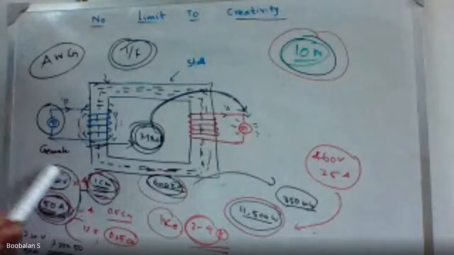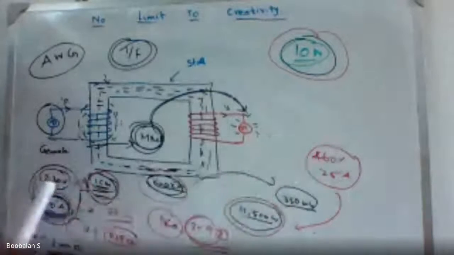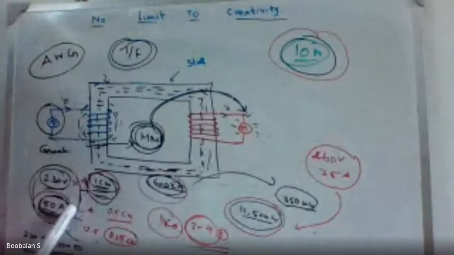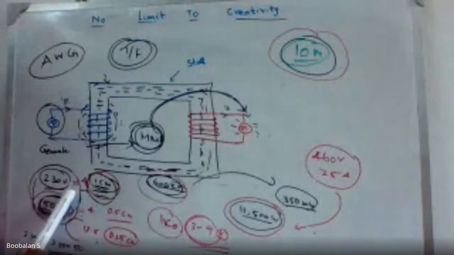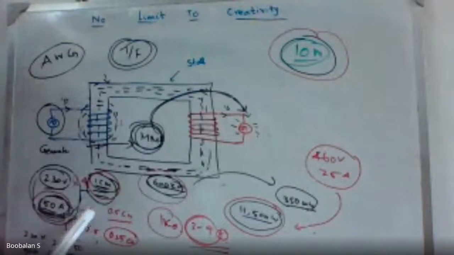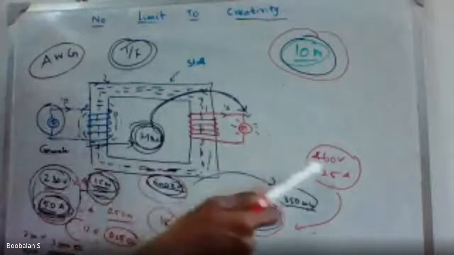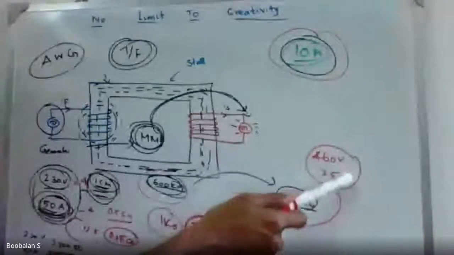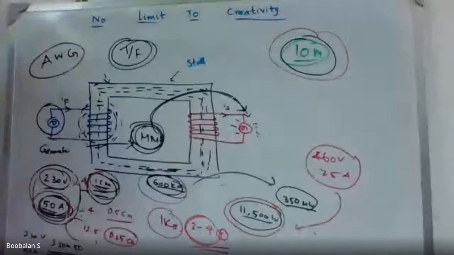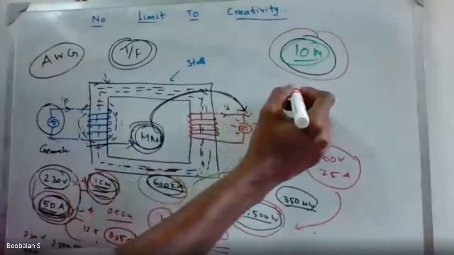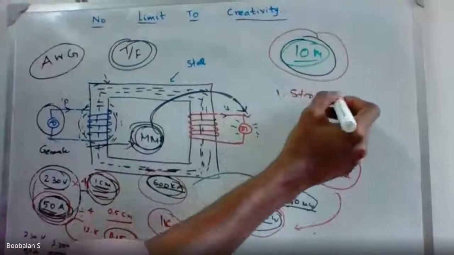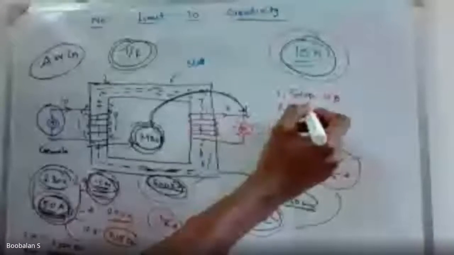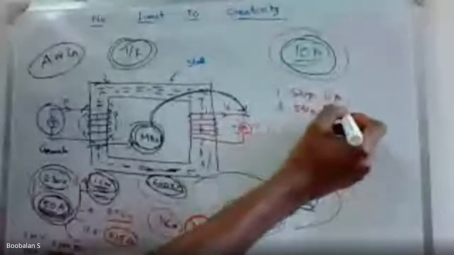I'm going to step up this voltage to around 460 volts. I'm going to step up the voltage and step down the current. On the secondary side, I'm going to step down the voltage and step up the current. This is called a step up transformer for the step up purpose, and the second is for the step down purpose. Anyway, the power is the same power that is transmitted, right?